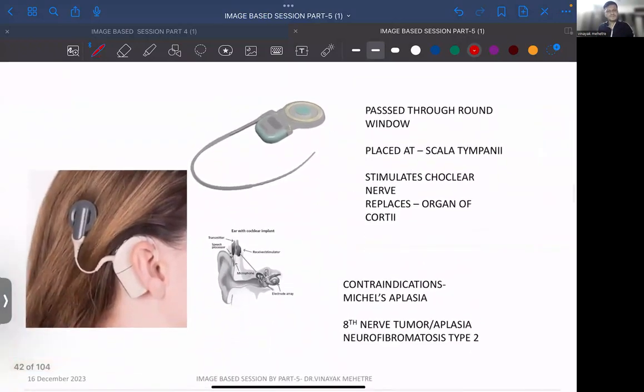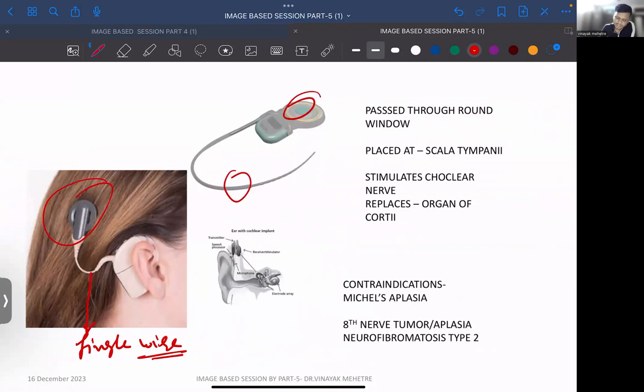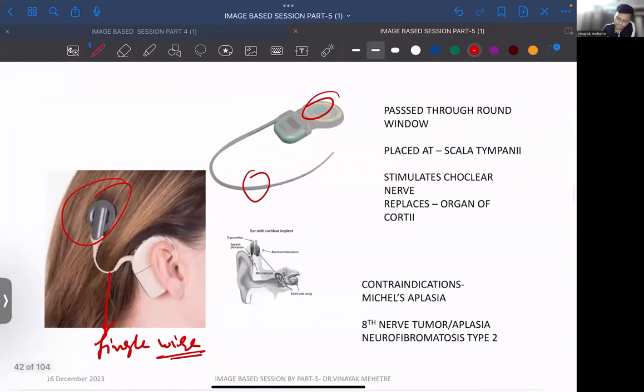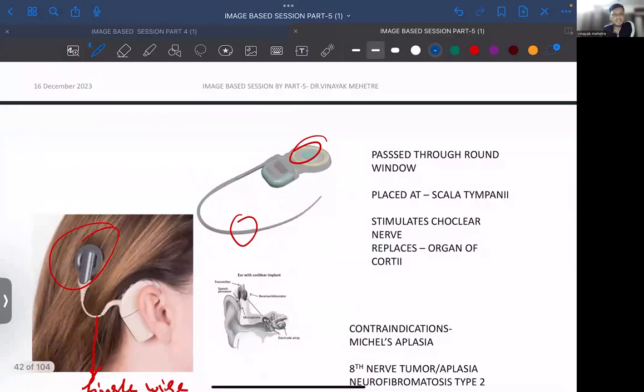All the images of these hearing aids have been asked, whichever I will tell you. A machine connected with a single wire. A machine with a single wire is called what? Anyone? Now the problem is in the inner ear. Cochlear implant. So it will replace SNHL, right?